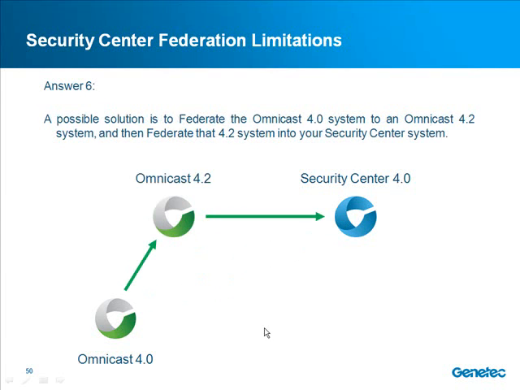Since Security Center imports all entities from the remote system and any systems attached to that system, you can do an Omnicast to Omnicast federation to see the entities. In our example, if we have our Omnicast 4.0 system federated to an Omnicast 4.2 system, and then federate that 4.2 system to our Security Center, the entities from both these systems will show up at our Security Center system here.